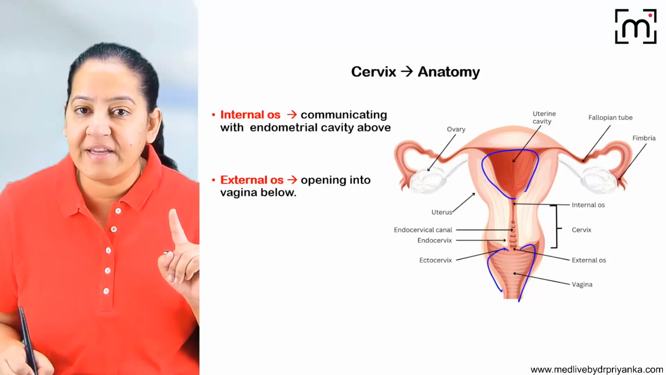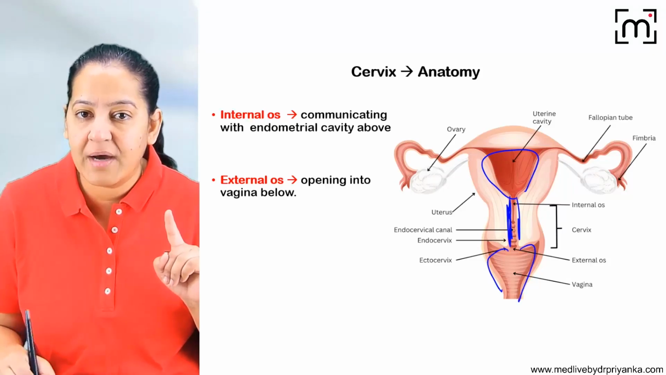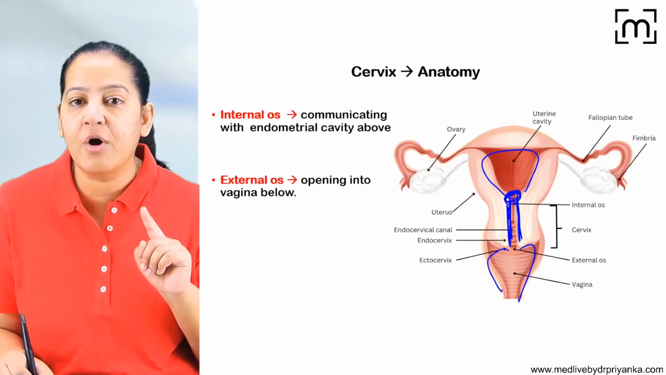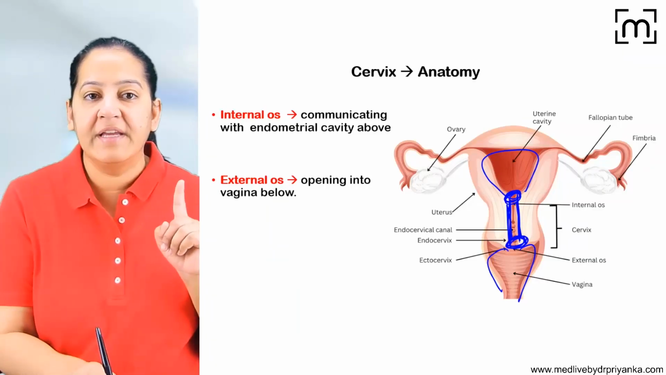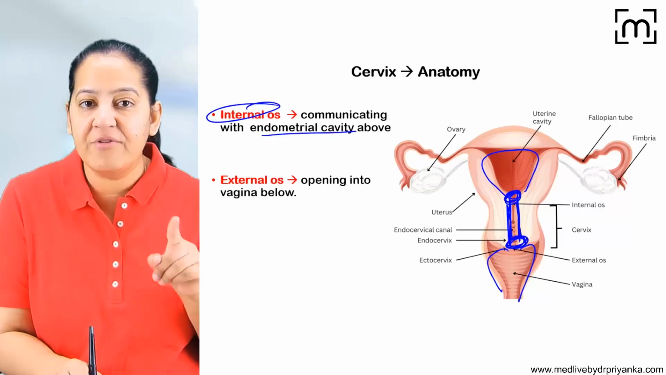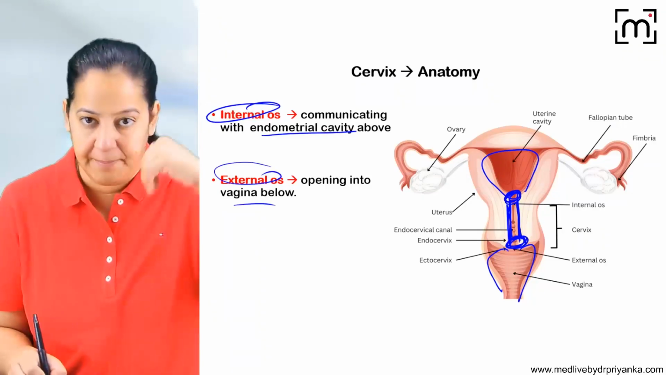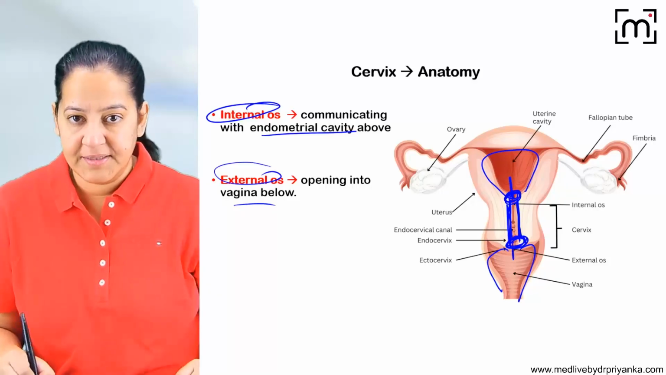And you can see the connectivity between the uterus and the vagina. This one is the cervix. In the cervix, there are two os, as I told you. This is the internal os. This is the external os. The internal os is connecting the endometrial cavity and the cervix above, and the external os is the opening in the vagina below. So this is the internal os, this is the external os.